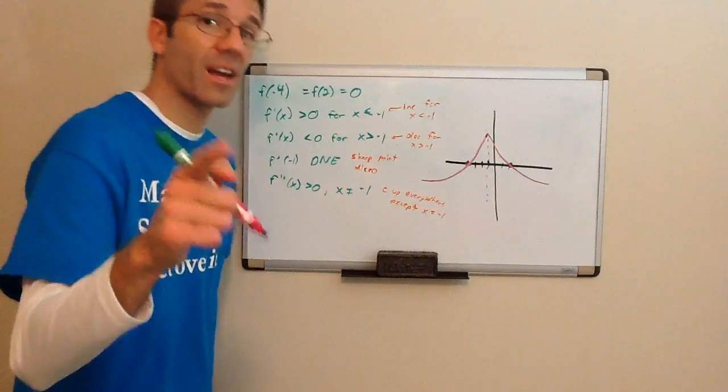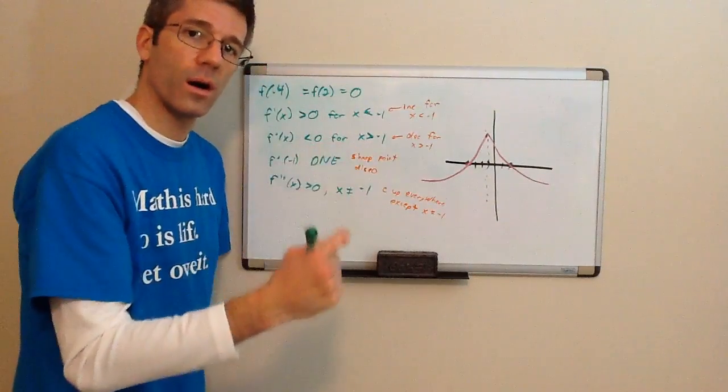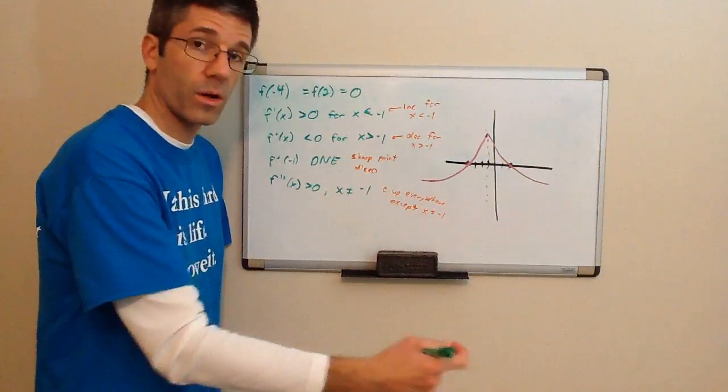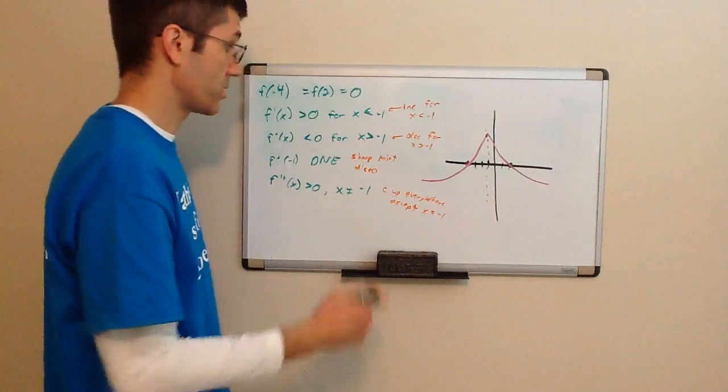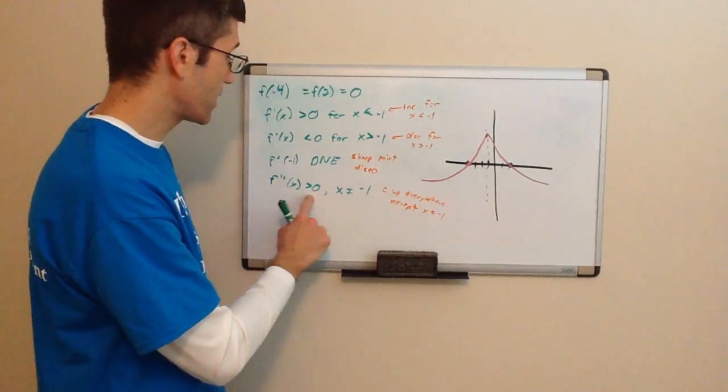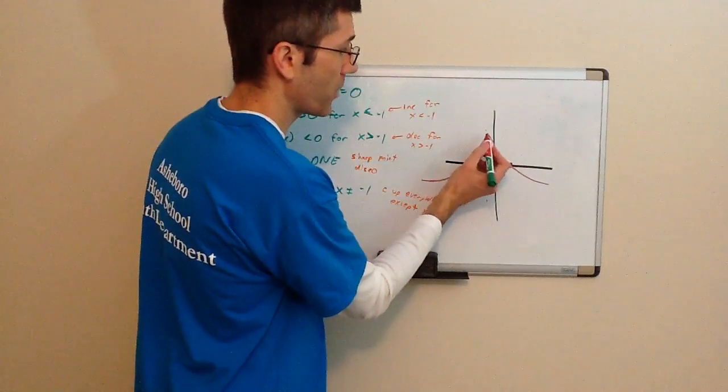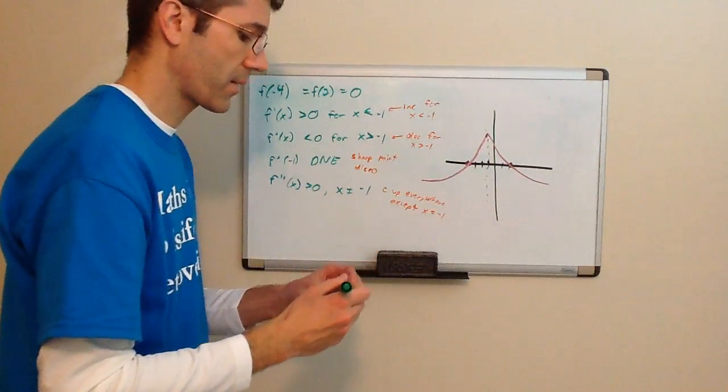You're still good. They never said the value of the original function at negative 1, nor did they say the existence of the original function at negative 1. They just said that it's concave up everywhere except there. So at that point, we can't really talk about the concavity. So there's your graph.